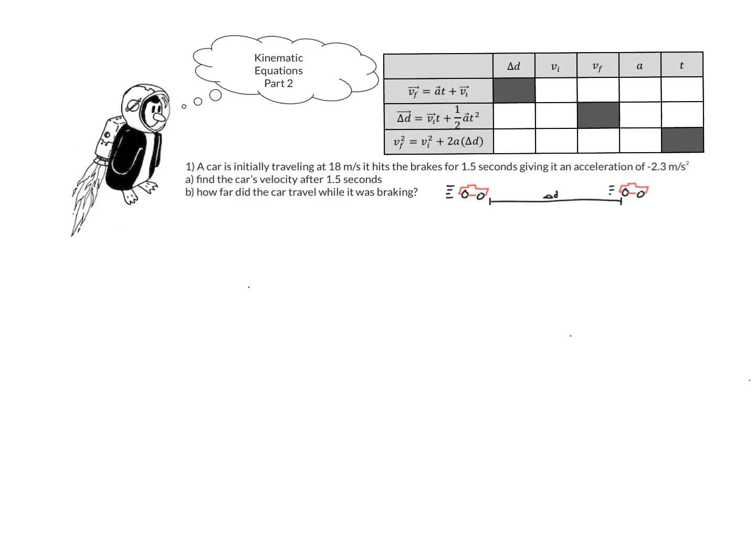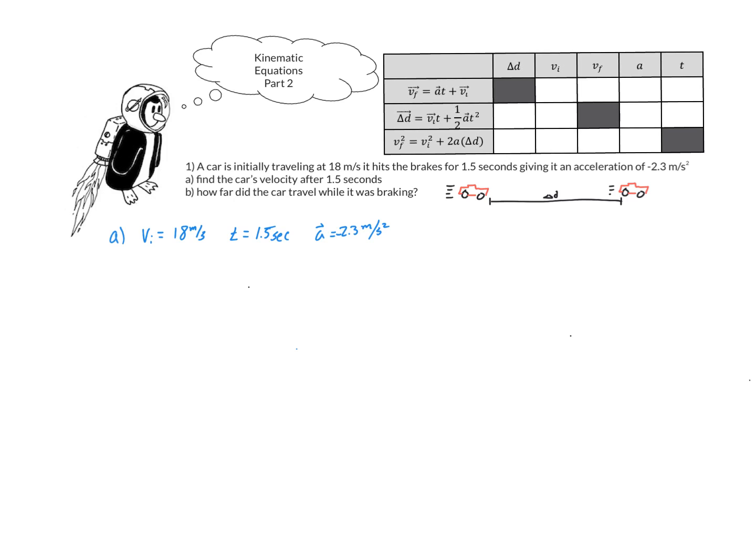To solve part A, I have to figure out what I know. The initial velocity is given to us at 18 meters per second. The time that takes place is 1.5 seconds. And the acceleration, we're told, is a negative 2.3 meters per second squared.